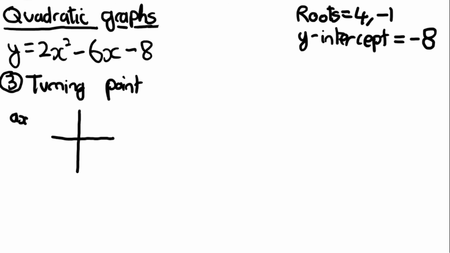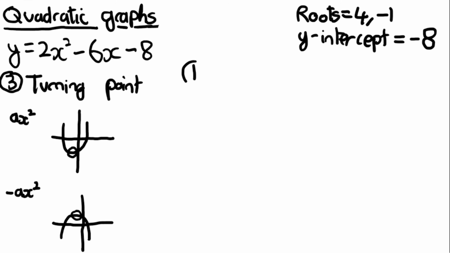So when it's a positive coefficient of x squared, it's this minimum point here. And when it's a minus coefficient of x squared, it's this maximum point here. So there are three ways that you can find the turning point. The first one is, again, you can use your calculator.